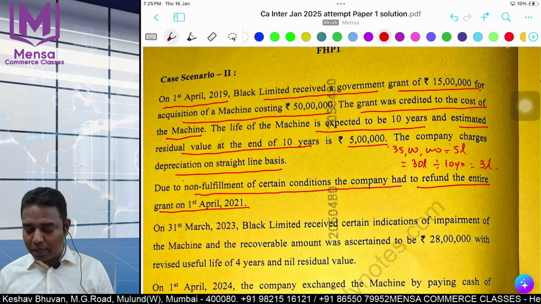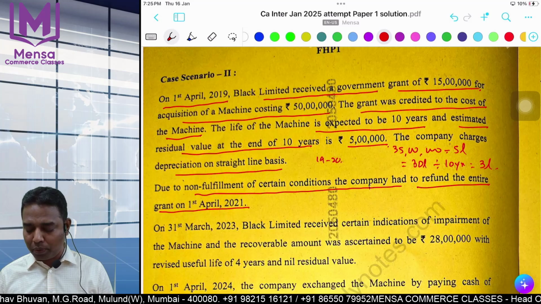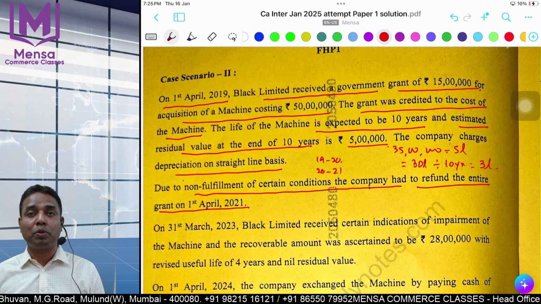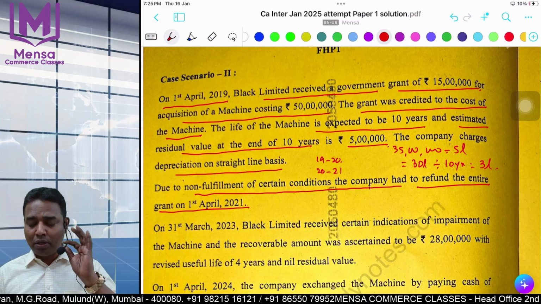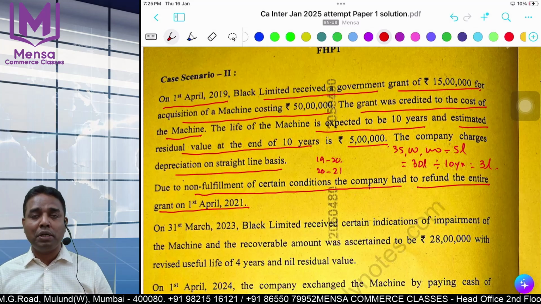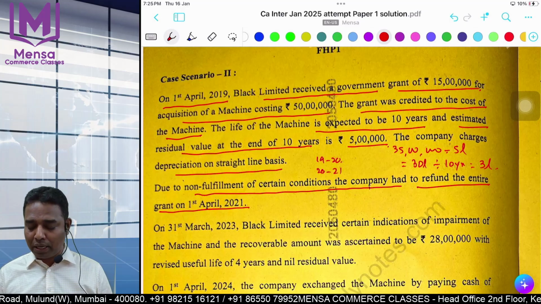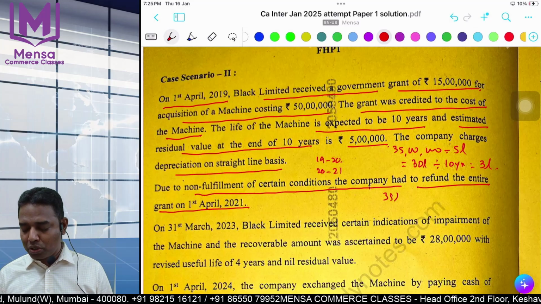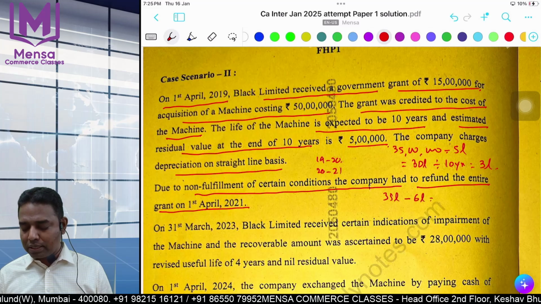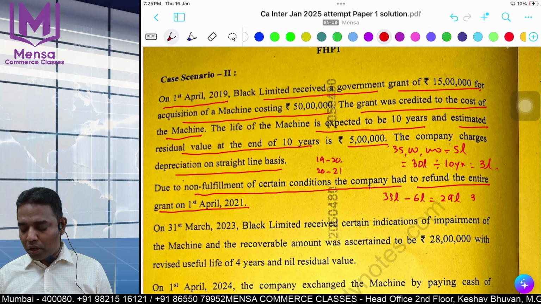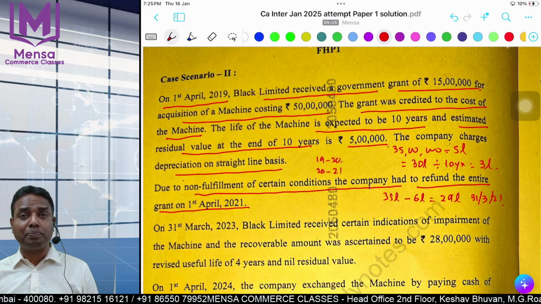It means you would have taken depreciation for 19-20 and 20-21. So 2-year depreciation you would have taken. So obviously 3 lakh into 2, 6 lakh rupees of depreciation you would have taken. So our machine's cost was 35 lakhs minus 6 lakh depreciation we have done. So 29 lakh is the value on 31st March 21.